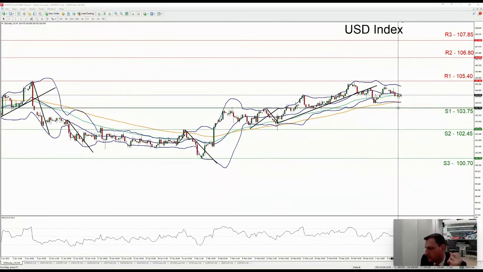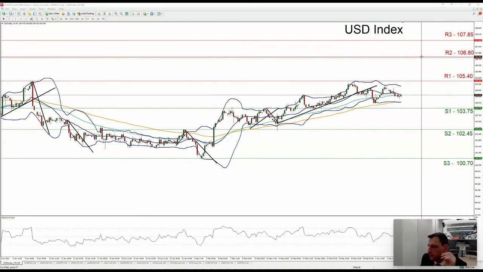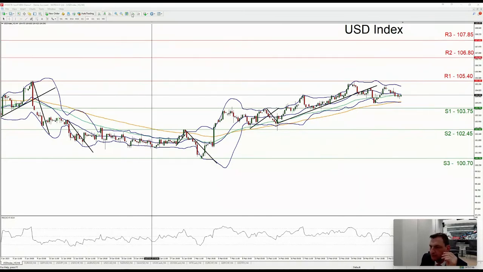I would be noting that should the bulls take over, for a bullish outlook, I would require clearly a breaking of the 105.40 resistance line. Now, should that be broken, then the next possible target for the bulls would be the 106.80, in our opinion. And let's have a look at that.